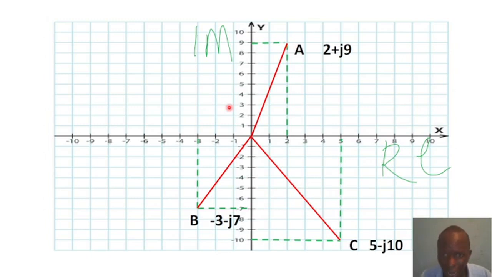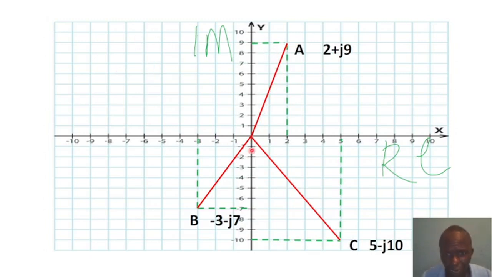Then how do we plot that? We pick the first digit, that is the real number, and the real number is on the x-axis. So in a, 2 plus j9, the real number is 2. And what about the imaginary part? The imaginary part is 9. So this is the point. You connect that point with the center, and in so doing, you have represented this complex number in an Argand diagram. This is called an Argand diagram.